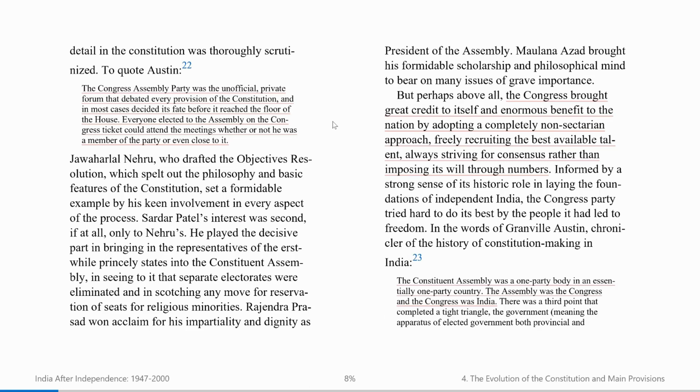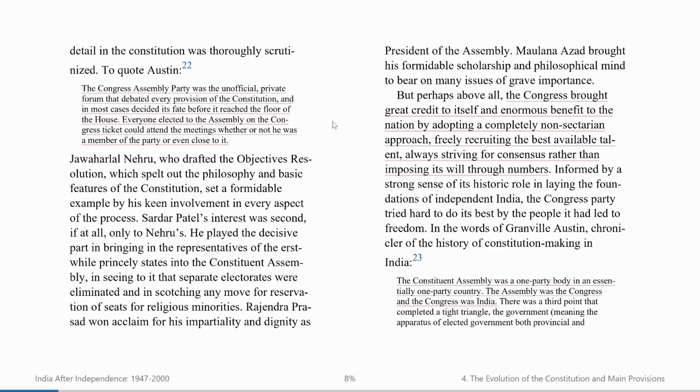Now, what do other people say about the constitution? Granville Austin says the Congress Assembly Party was the unofficial private forum that debated every provision of the constitution, and in most cases decided its fate before it reached the floor of the House. Everyone elected to the Assembly on the Congress ticket could attend these meetings, whether or not he was a member of the party or even close to it. The criticism was that even before it reached the Constituent Assembly, any debate or any article was already passed or rejected.